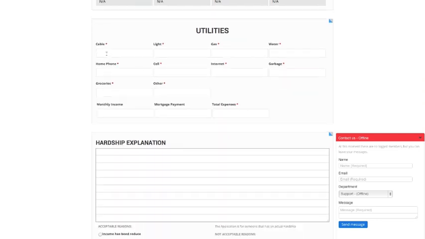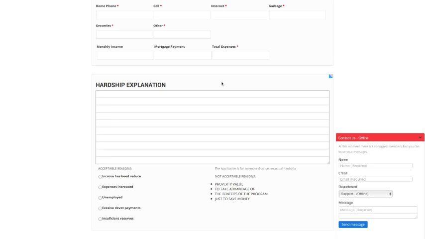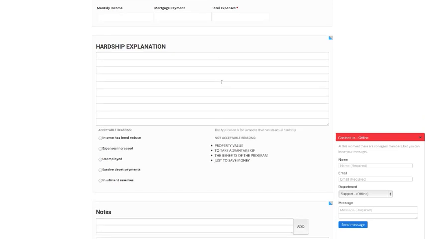Utilities, make sure all your utilities amounts, cable, light, gas, water, home phone, cell phone, internet, garbage. Just very basic information that you gotta enter, and with this we can tell you whether you qualify or not for a financial relief alternative that you're looking for.